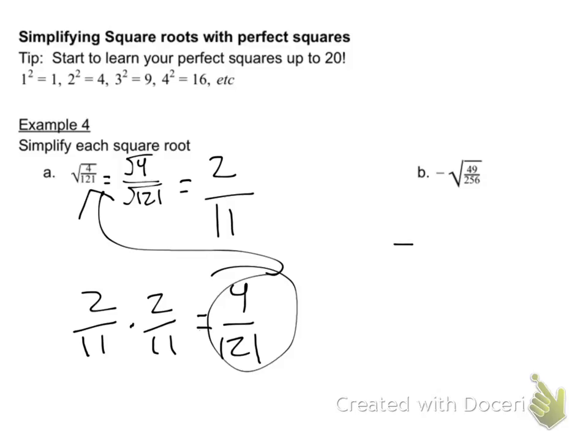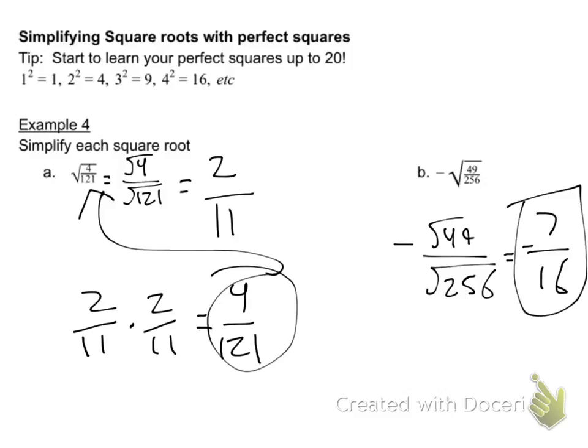What can I do with that fraction then? Split it. Square root of 49 over the square root of 256. The negative goes along for a ride, like you guys do when Mom takes you in the car. I'll drop you off on the way back through, right? What's the square root of 49? And square root of 256? 16. So the answer is a negative 7 over 16.